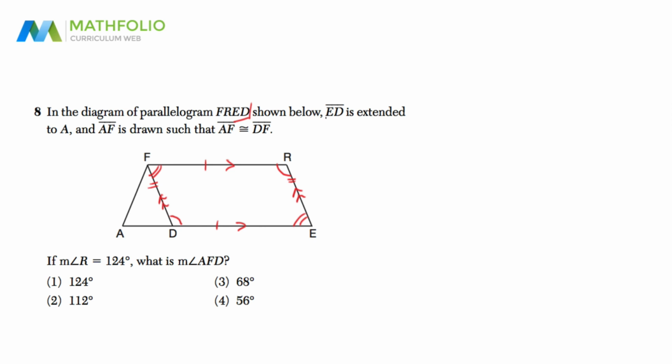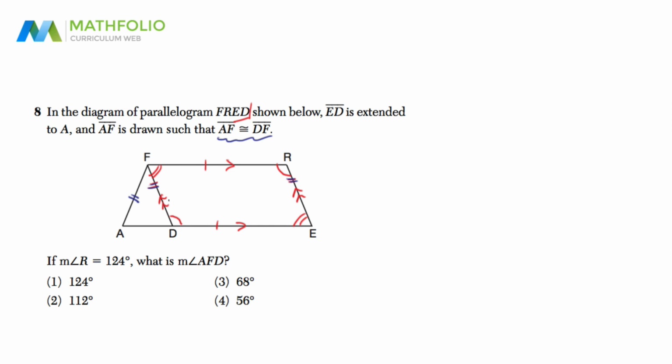Now, it also tells us ED is extended to A, so E to D is extended to A, and also AF is drawn such that, this is important, AF, A to F, is congruent to D to F. Well, D to F already has these two markings, so I guess we can say A to F is congruent to D to F, and don't forget, we also know that's congruent to R to E, or ER, however you want to say it.